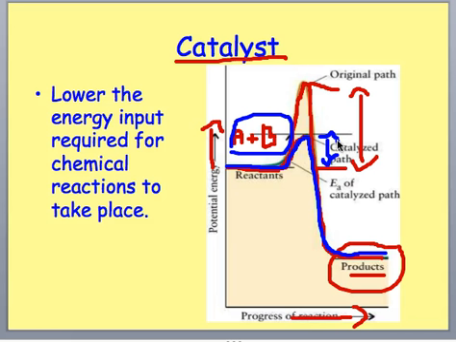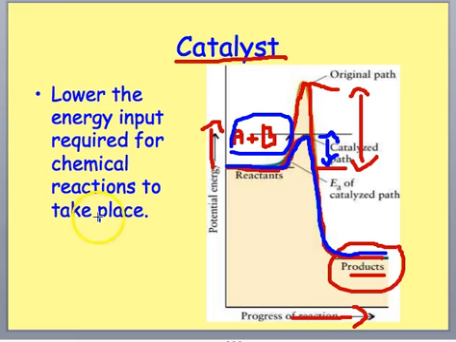So in other words, the catalyst means that less energy is needed for the chemical reaction to happen, so the reaction can happen faster. Now, there are a number of catalysts, or just chemical catalysts, and they will lower the amount of energy in a chemical reaction.